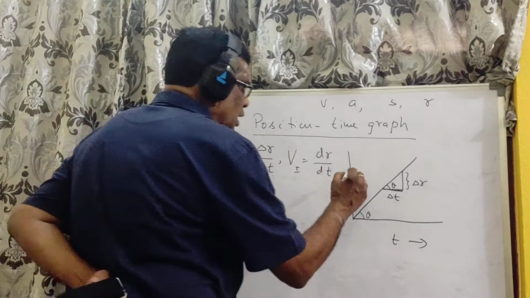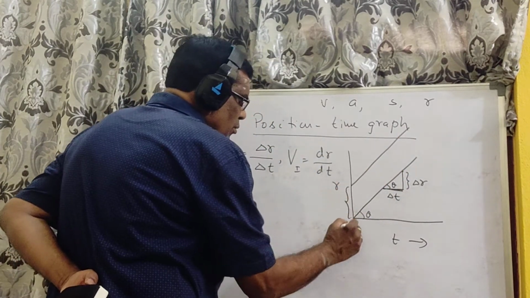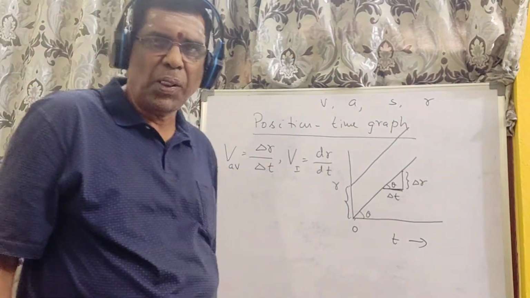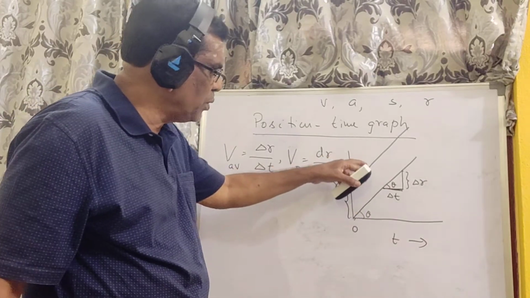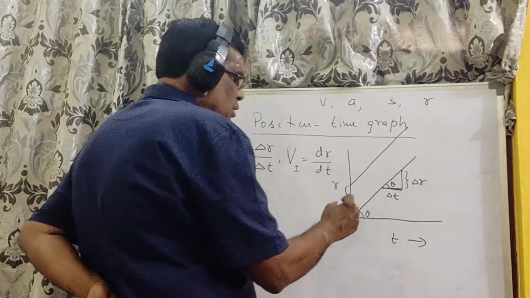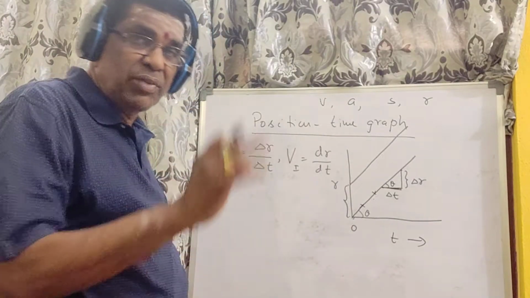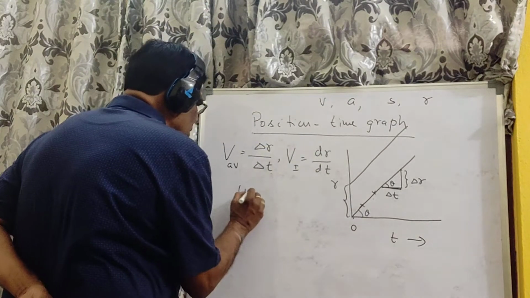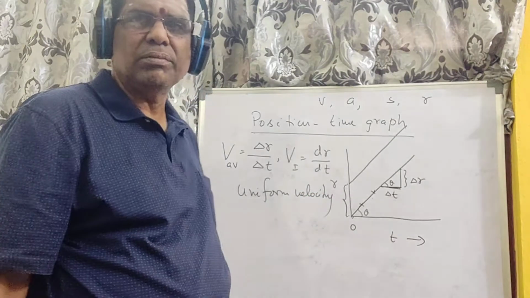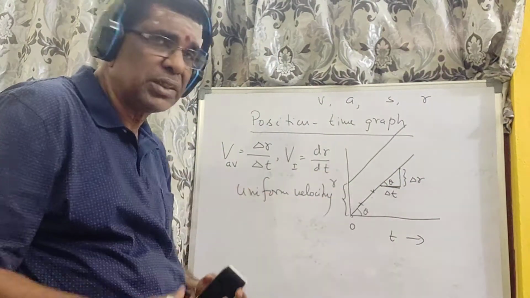Now sometimes the graph can be given like this. When t is equal to 0, the position is already present, not 0. That's all the difference. Otherwise, it makes no difference. Slope here also will give you instantaneous velocity, etc. And in this case, instantaneous velocity and average velocity are one and the same. If these two are one and the same, that is called uniform. So, it's a unidirectional motion when you have a straight line. I hope you have understood this.